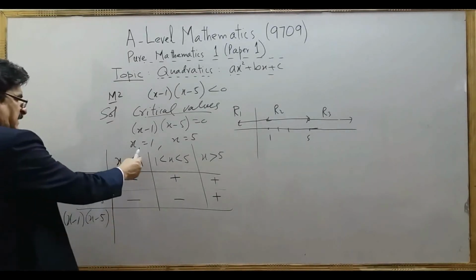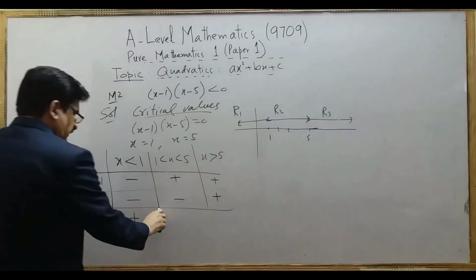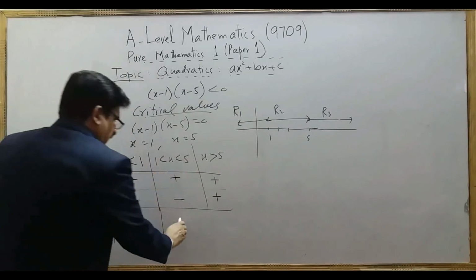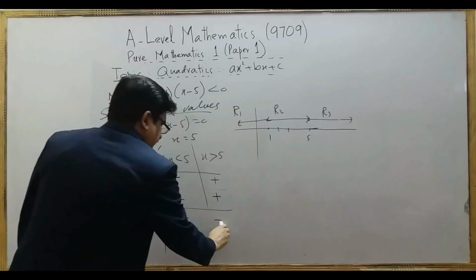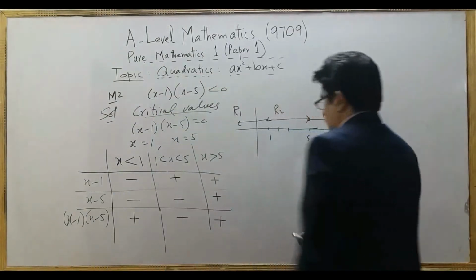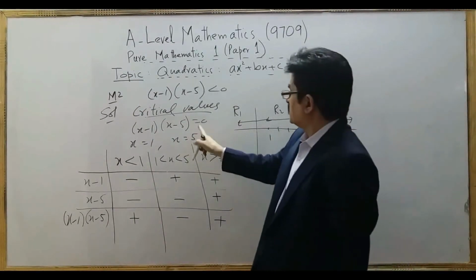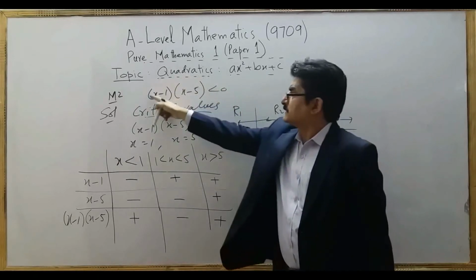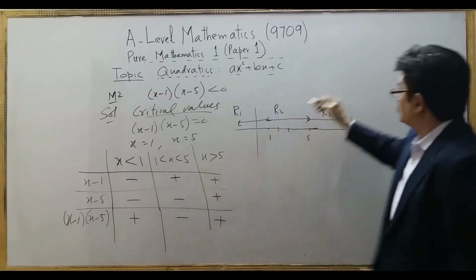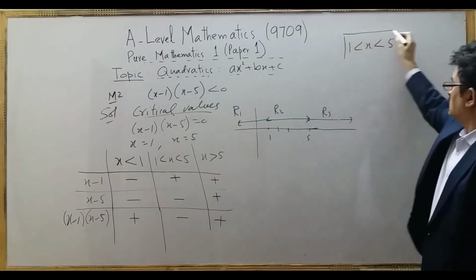So when you now multiply these factors, x minus 1 is negative for any value of x smaller than 1, so minus into minus is plus. You are multiplying x minus 1 into x minus 5. Plus minus is minus and plus plus is plus. So from this table we will write just the solution. We need in the question this whole product to be negative, and it is negative only here. So your answer to this part will be 1 less than x less than 5.